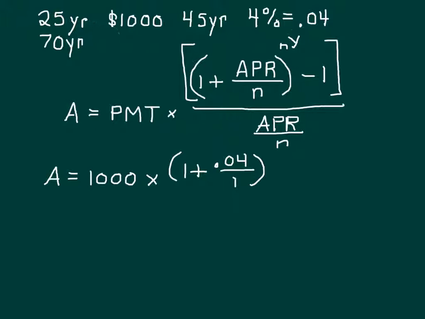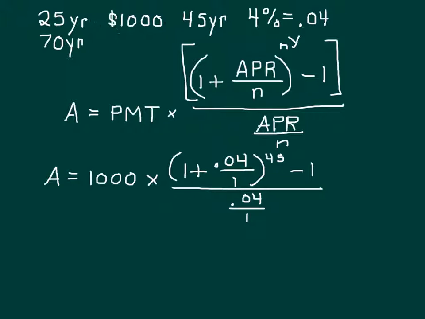N is 1, and Y is the number of years, which is the difference between 70 and 25. 70 minus 25 is 45. So N is 1, Y is 45. 1 times 45 is 45, so this is raised to the 45. And then we subtract 1. Then in the denominator, we have the APR divided by N. The APR is 0.04 and N is 1 payment per year. So it's 0.04 divided by 1.